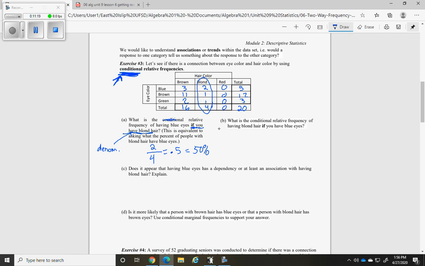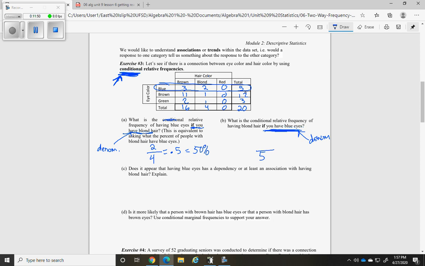So what is the conditional relative frequency of having blonde hair if you have blue eyes? And some people can't see the difference between these two questions. Now here's your condition. You have to have blue eyes. Blue eyes is your denominator. So if you have blue eyes, right here, there's 5 people.